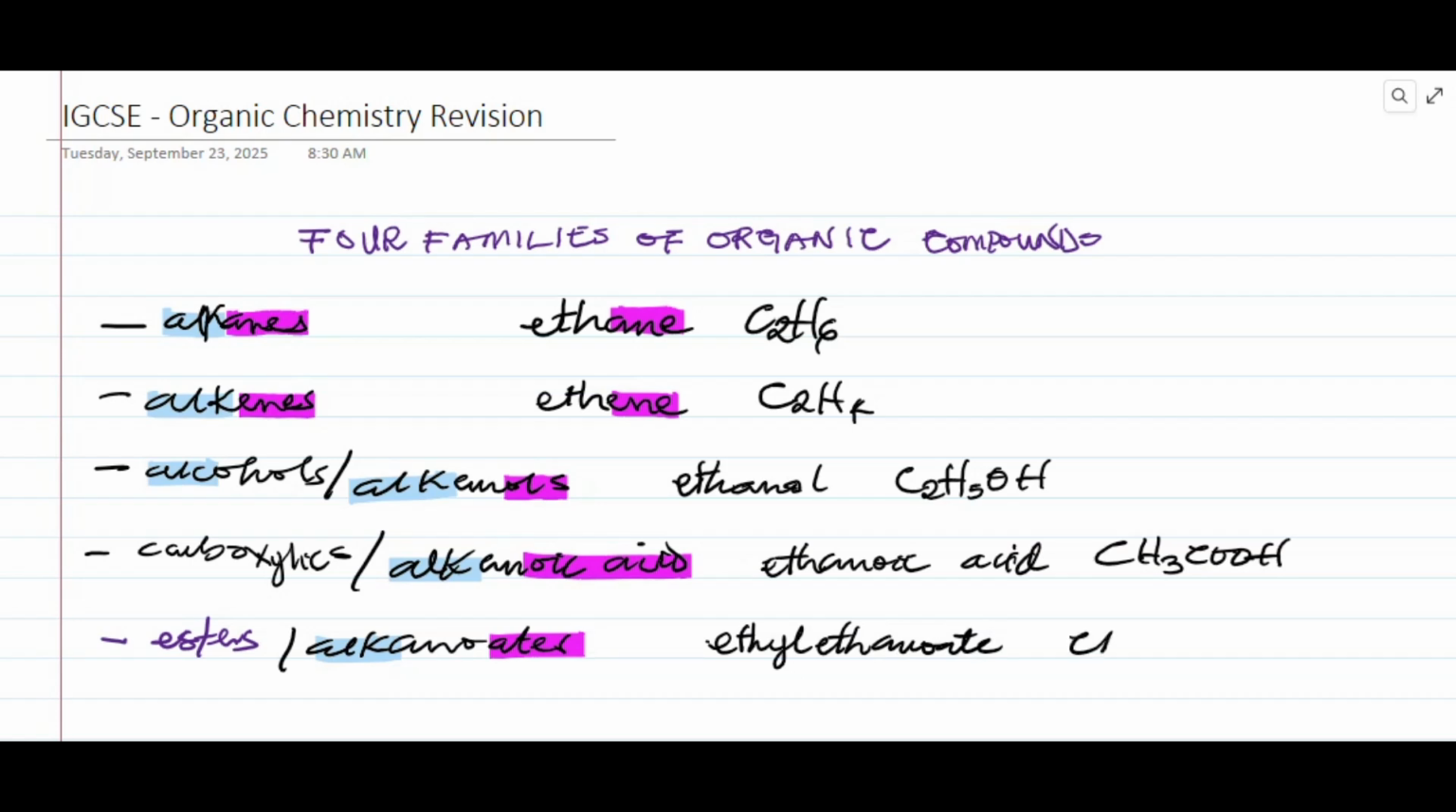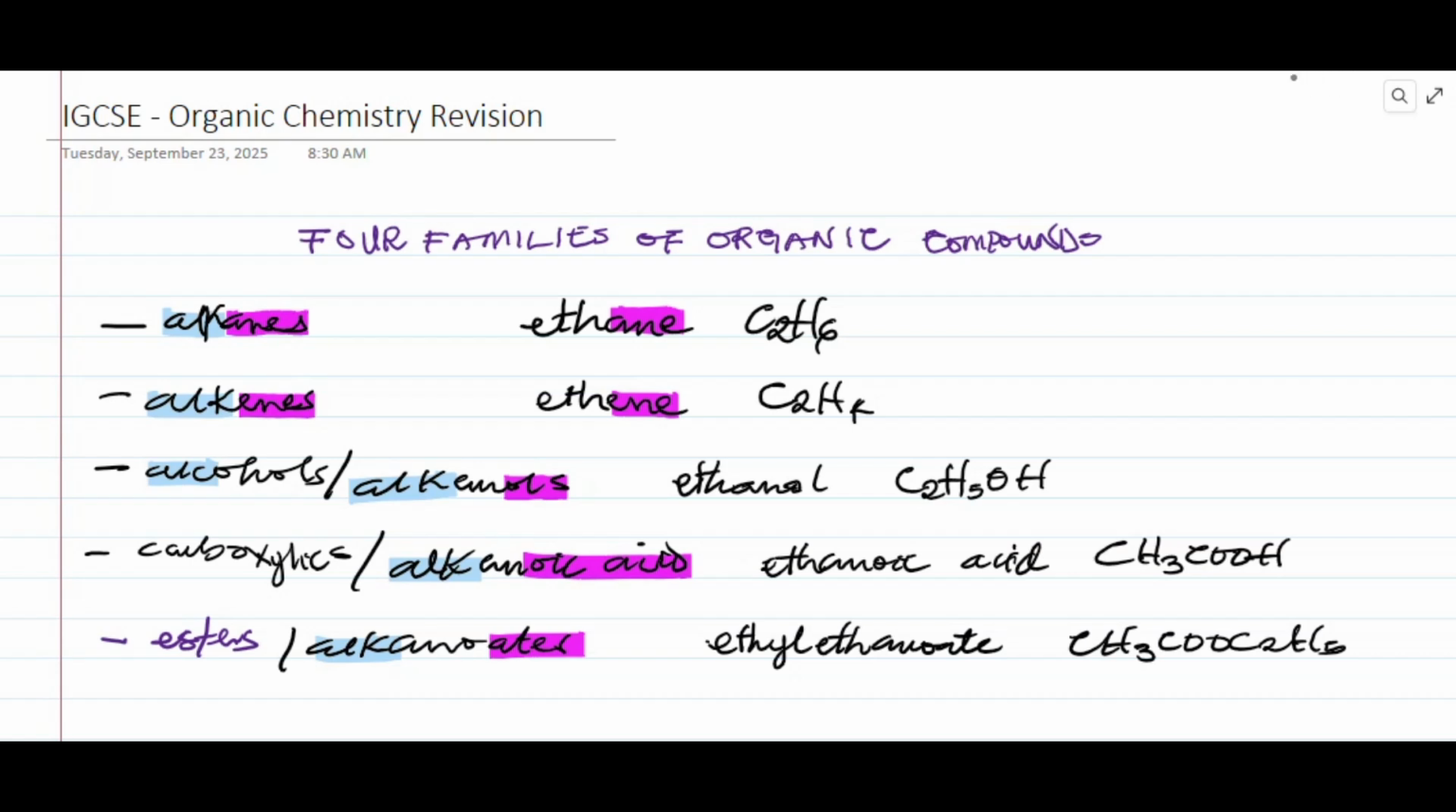So which is CH3COOC2H5. So this is ethyl ethanoate. Don't disturb yourself with all this chemical formula for now. We'll dive deeper into them as the class unfolds.